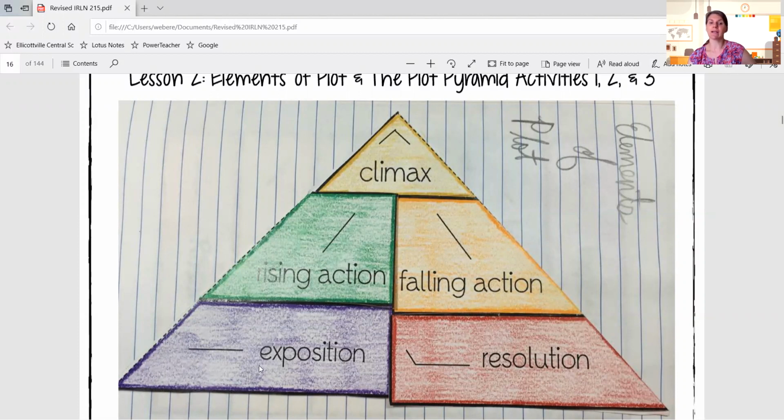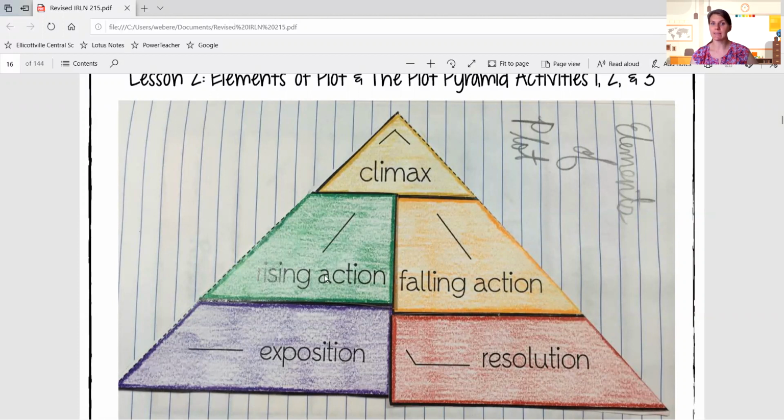So you have the exposition, and that is the beginning of the story. It introduces your characters, setting, and conflict. You might want to introduce that briefly in your introductory paragraph. You know, you introduce the novel that you read, and you talk about the main characters, where the story takes place, and what the main problem is.